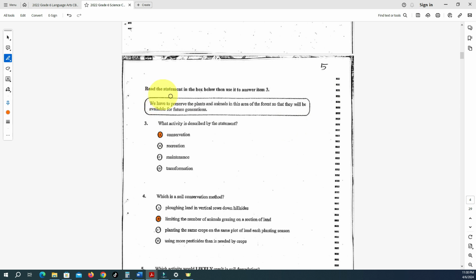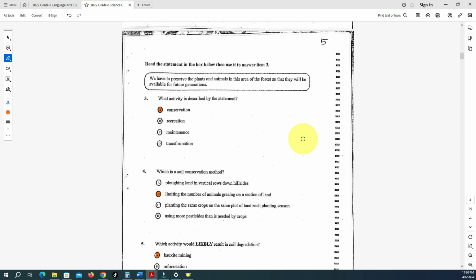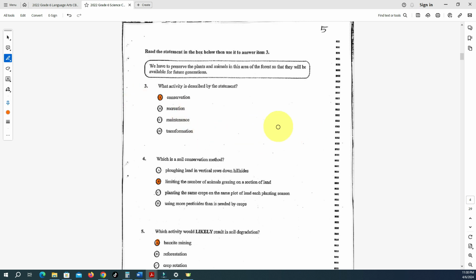All right. Number 3. Read the statement in the box below, then use it to answer item 3. We have to preserve the plants and animals in this area of the forest so that they will be available for future generations. So, preserving the plants and animals in the forest, the activity here I think is conservation, right? So, tell me what you think. Recreation is having fun, maintenance is trying to ensure that something stays intact. Transformation is totally different. So I said conservation.